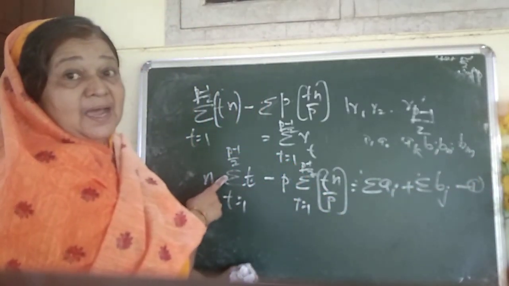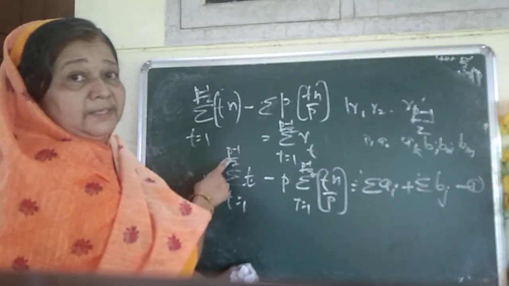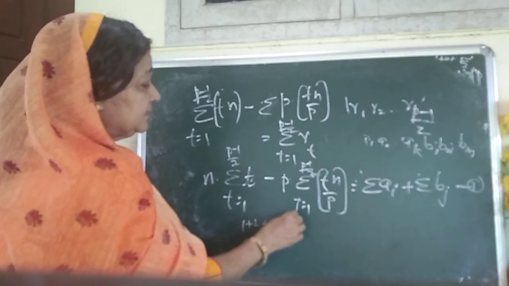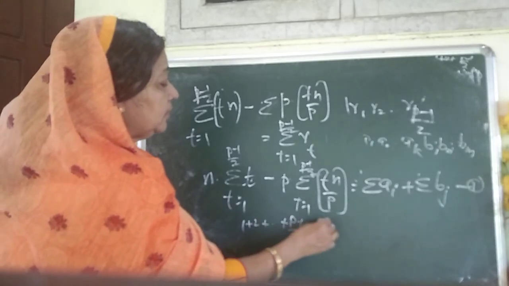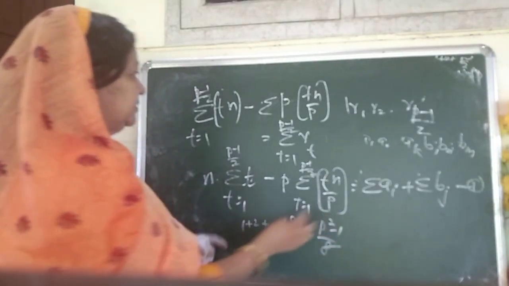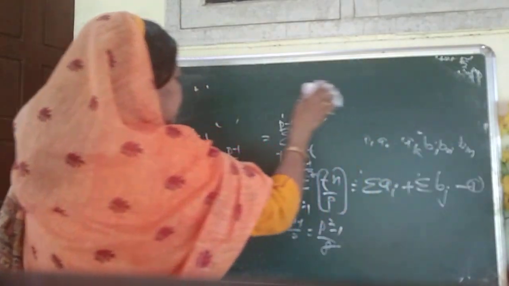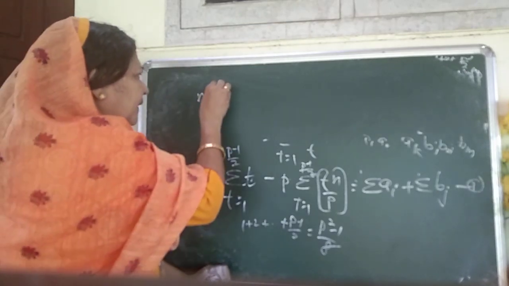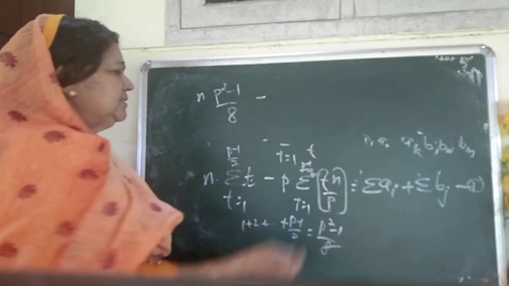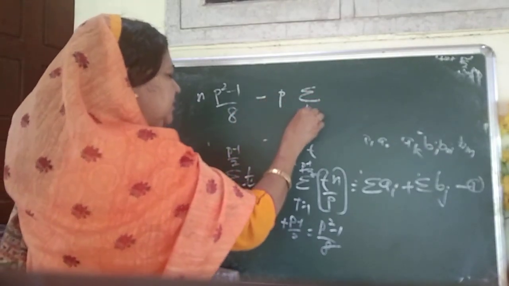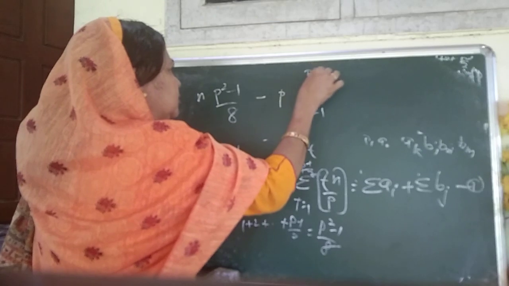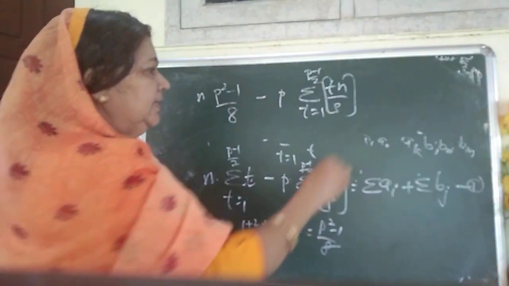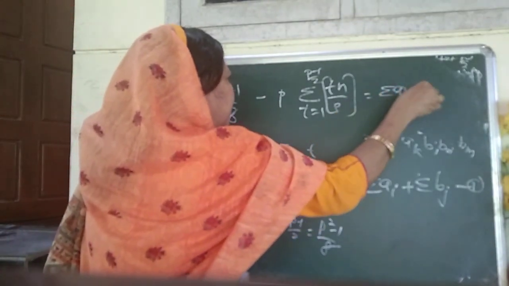But we know the sum of t for t equal to 1 to (p minus 1)/2, we have seen that is 1 plus 2 plus 3 plus etc. plus (p minus 1)/2, that is equal to (p square minus 1)/8. Therefore, we get the first equation, that is n into (p square minus 1)/8 minus p into sigma t equal to 1 to (p minus 1)/2 of the integral part of tn by p, that is equal to sigma a_i plus sigma b.